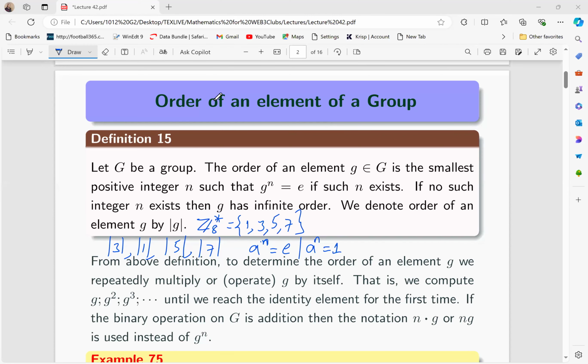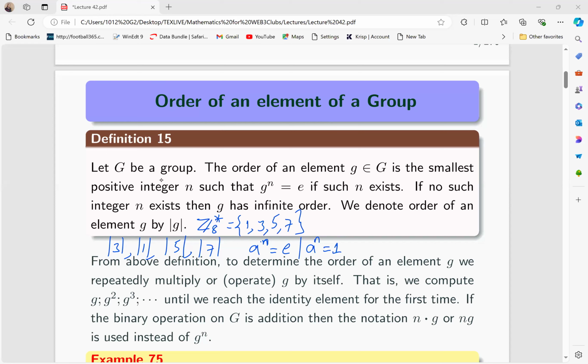Now, that is about the multiplicative group. That is what I wrote, and I said the order of an element g in G, where G is the group and g is the element, is the smallest positive integer n which, when g is raised to it, gives you the identity element, if that order exists. In some cases, the order will not exist. In other words, in some cases, you will not be able to find an n such that g raised to n gives you e. That's why I said, if such n exists.